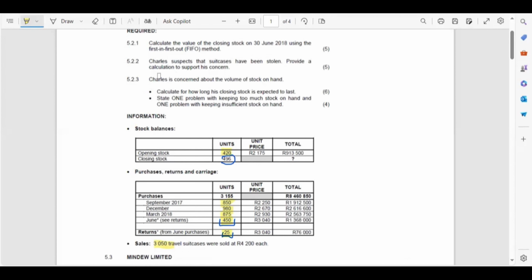Now, 5.2.3 says Charles is concerned about the volume of stock on hand. Calculate for how long his stock is expected to last. Meaning that here we're gonna need to calculate our stock holding period, and also state one problem for keeping too much stock on hand, as well as one problem for keeping insufficient stock on hand. Now, first things first, we're gonna start by calculating the stock holding period.